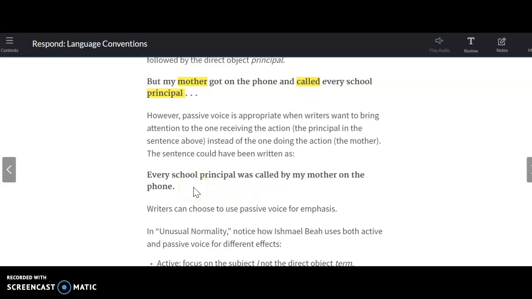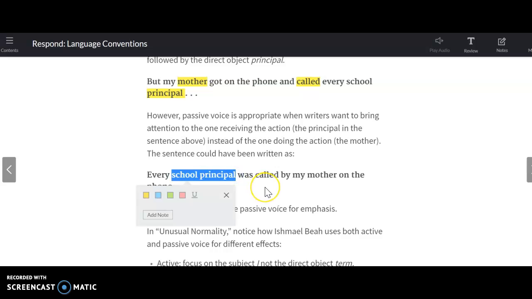So here the subject of the sentence is principal. Principal is the subject. The predicate is was called. So principal was called, well, was called by is fine. By whom? By mother, direct object. So here, what you really are looking for is what is the subject of the sentence, which we have practiced and practiced and practiced. So hopefully you're good at that now. The subject of the sentence is the school principal.